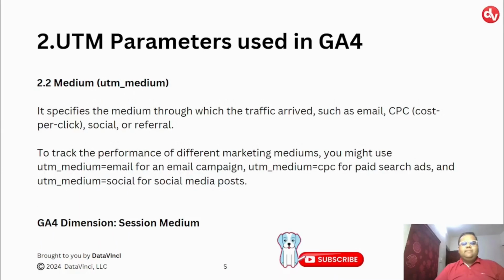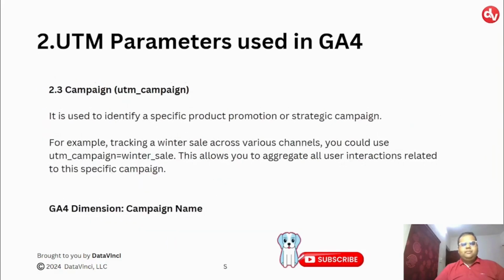Second is medium. It specifies the medium through which the traffic arrived, such as email, CPC, that is cost per click, social, or referral. To track the performance of different marketing mediums, you might use utm_medium equal to email for an email campaign, utm_medium equal to cpc for paid search ads, and utm_medium equal to social for social media posts. The equivalent GA4 dimension would be session medium.